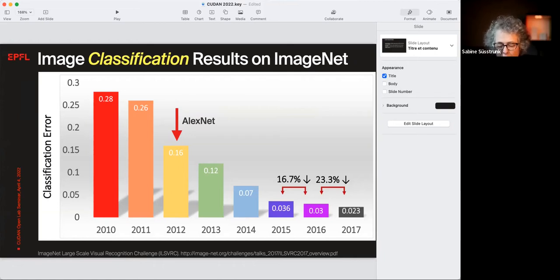And subsequently, you can see that we were able to reduce the error by another 2 orders of magnitude. So we're down now, the chart stops at 2017, but in 2022 on this database, we have basically 0 error, much less than a human would do, by the way. And that was the first use of deep learning.